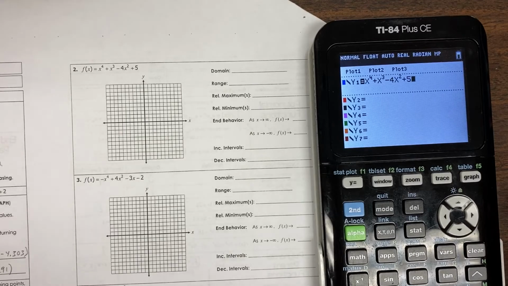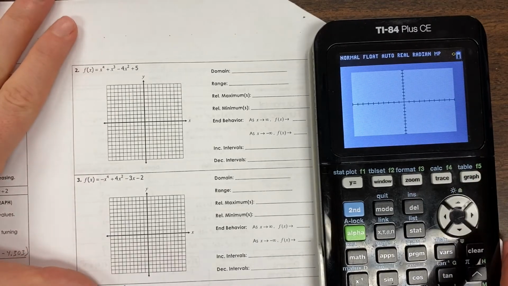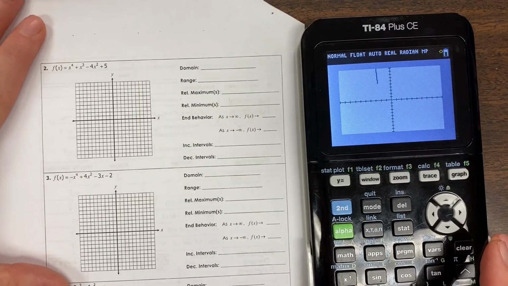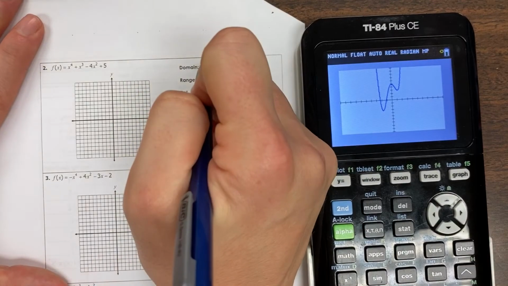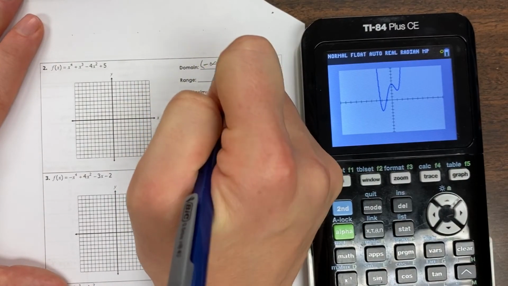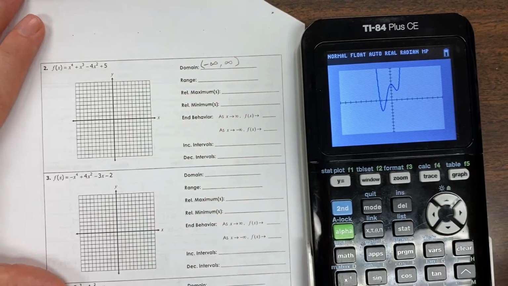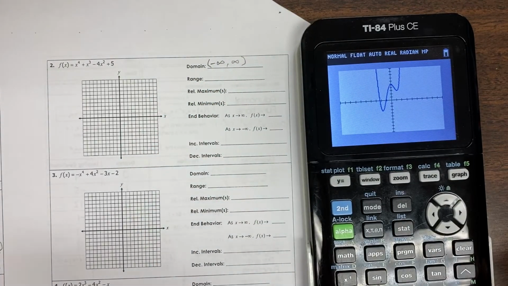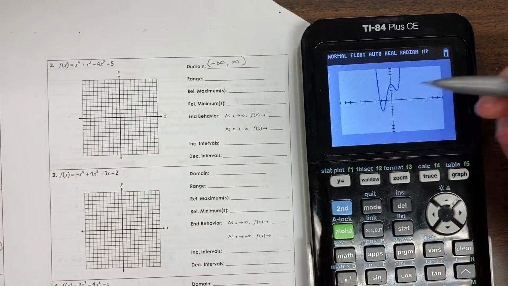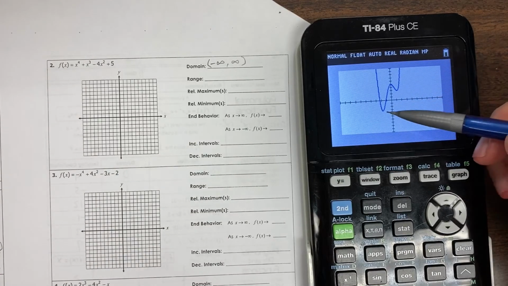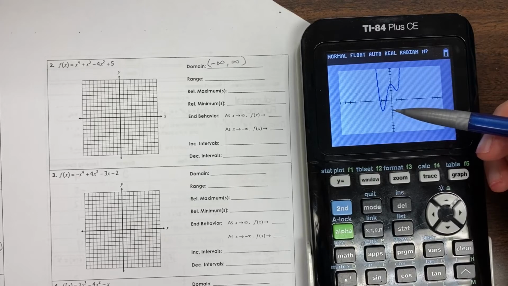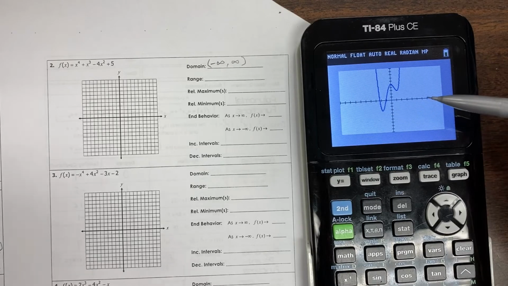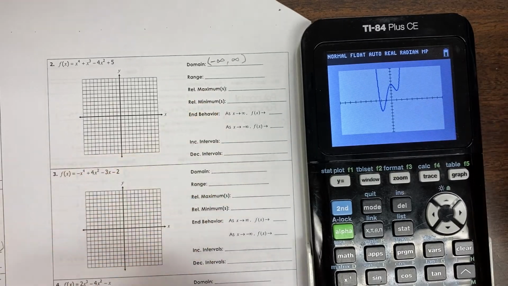Okay. Hit graph. Like I said, the domain is always all real numbers. One tail will point to the left, one tail will point to the right. Range, we don't know the range yet because we don't know this y coordinate right here. It looks like it might be -3, but we need to be for sure. So let's get the relative max and mins first.